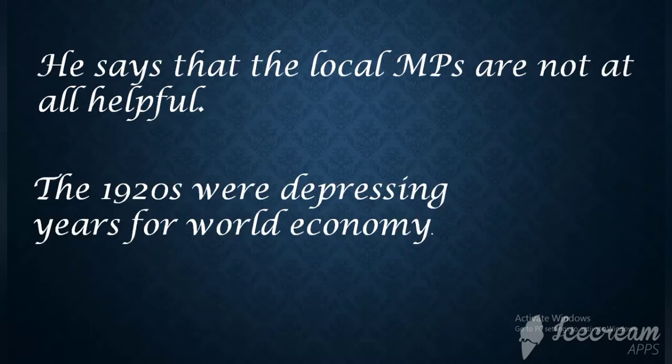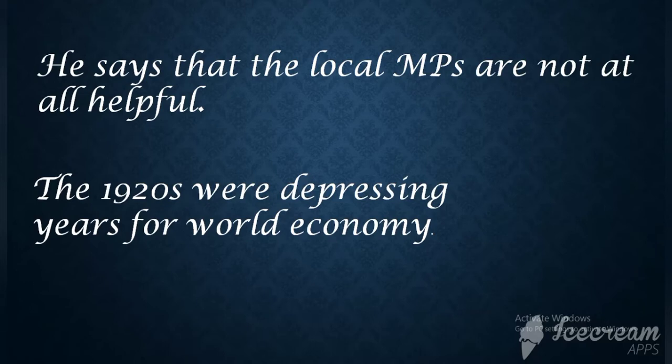So here is the example. He says that the local MPs are not at all helpful. So the local MP, when we want to say there are more members of parliament, then we have to say MPs, MP, then a small s. You should not write a capital S. No apostrophe s. To form the plural form, we should not add an apostrophe. We have to just add s as a suffix. So I think you have understood what an abbreviation is and how to form the plural form in abbreviations.